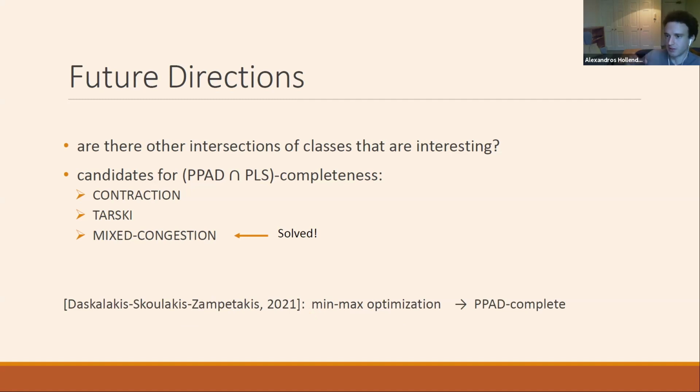So all of this was for minimizing, for so-called min optimization. But there is a harder problem, which is called min-max optimization. And Daskalakis, Skoulakis, and Zampetakis have studied the analogous questions for this setting, and there it turns out that the problem is PPAD complete, which goes well with the general understanding that min-max optimization is harder than just min optimization.